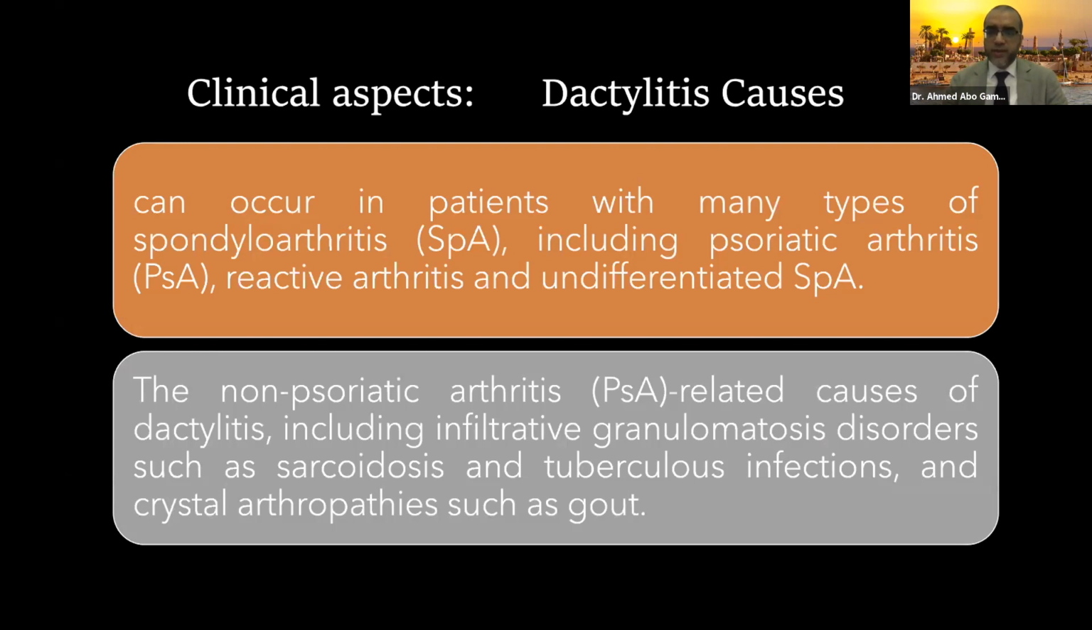Dactylitis is very frequent in psoriatic arthritis, but it is not specific to psoriatic arthritis. It could also happen in other spondyloarthropathies, Reiter syndrome, reactive arthritis, and even undifferentiated spondyloarthropathy. It also happens in other diseases outside rheumatological syndromes, like TB and infections, sarcoidosis, and it is very frequently seen in gouty arthritis. So dactylitis is very frequent in psoriatic arthritis, but could also happen due to different other causes.